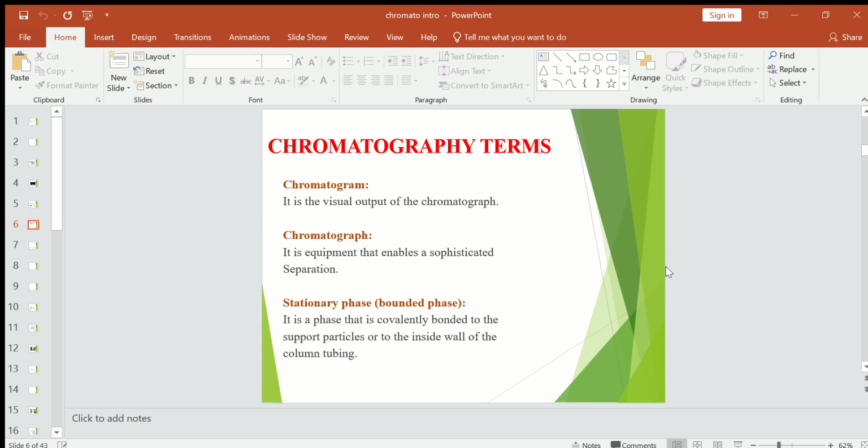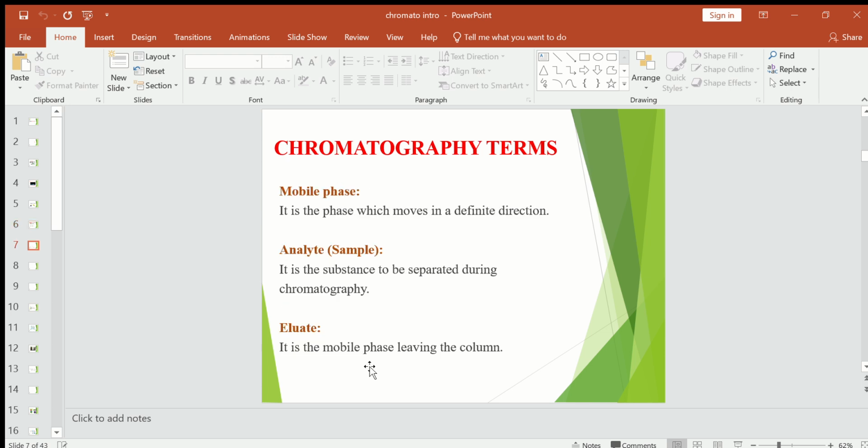These are the basic chromatographic terms, one of which is chromatogram. It is a visual output of the chromatograph. Chromatograph enables the sophisticated separation. Stationary phase is, as I already told you, the paper that is used for the separation or to represent the separated compounds. It is the phase that is covalently bonded to support particles or the inside walls of the column tubing. Mobile phase is the phase which moves in a definite direction.